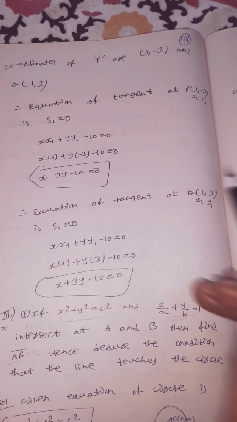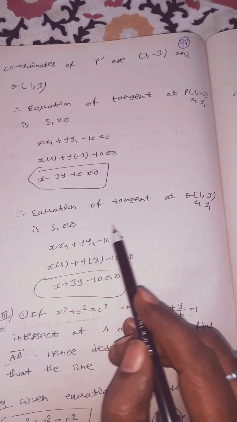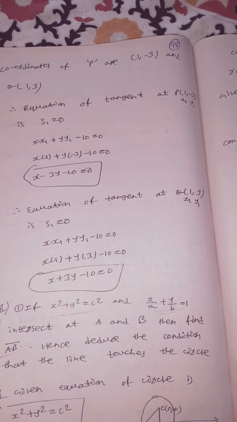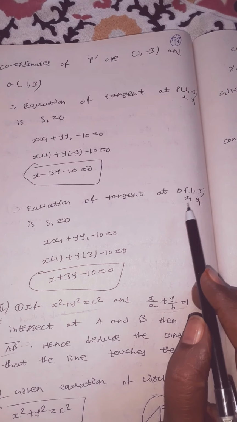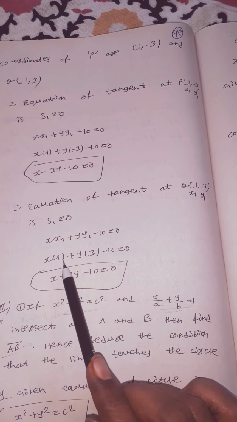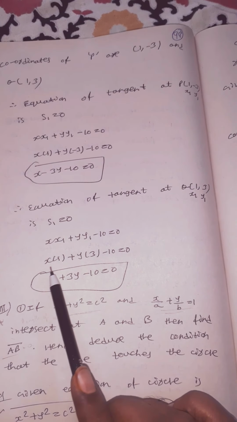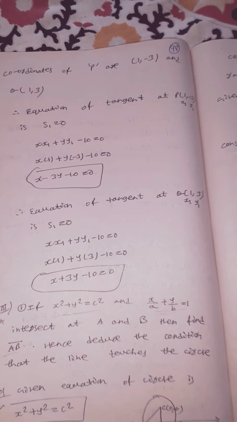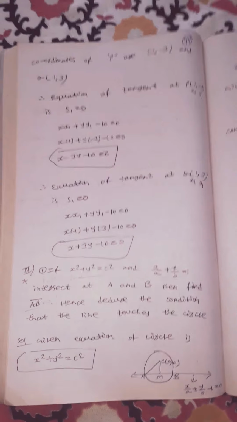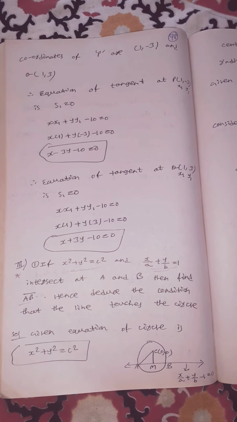Equation of tangent at Q (1, 3) is S1 equal to 0, same, xx1 plus yy1 minus 10 equal to 0. So here x1 is 1, y1 is 3. So x1 is 1 means x into 1 plus y into 3 minus 10, x plus 3y minus 10 equal to 0. So these are the required equations of tangents. So is it clear, children? With this we have completed the second section, children.